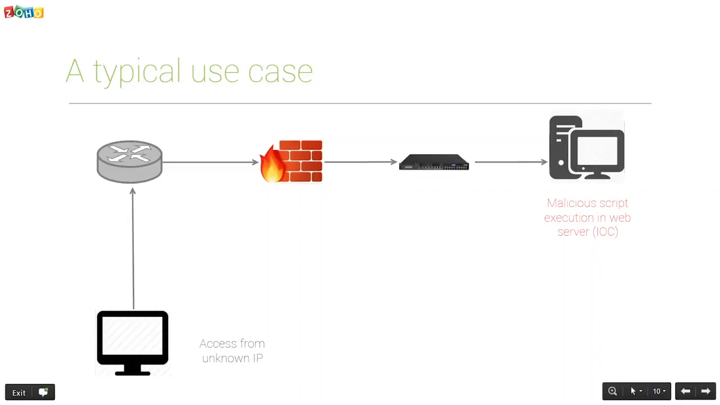But say you miss this, then the attacker moves forward and tries to access the web server to try and run the malicious script. This is another indicator of compromise for which you will get an alert from EventLog Analyzer. Now you can probe into the incident to see if it was actually an attack or a case of a false positive.